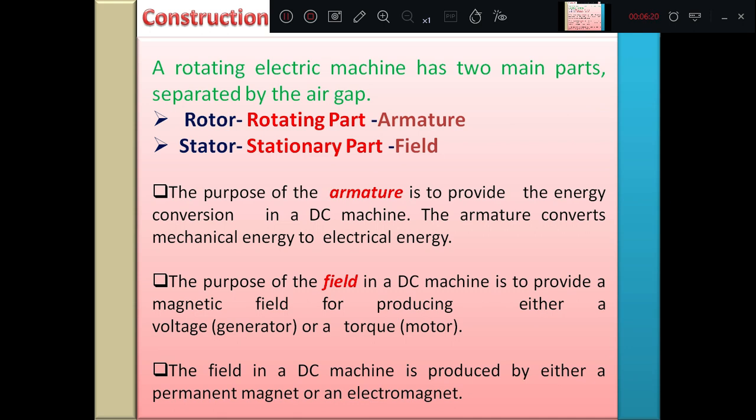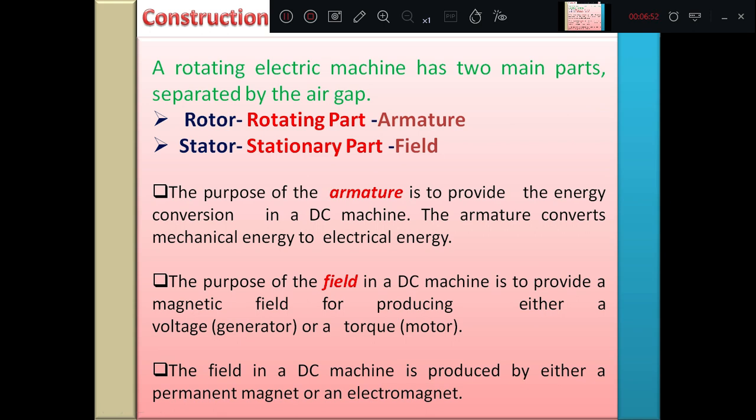One is the armature, in which there is an induced voltage. Then it has to cut the magnetic field, therefore the field system is required. Then we need the relative motion between the armature and the field, we need the mechanical energy. Therefore, it is listed here, the purpose of the armature is to provide the energy conversion in the DC machine. There is an induced voltage in the armature conductors. Then the purpose of the field system in the DC machine is to provide the magnetic field.